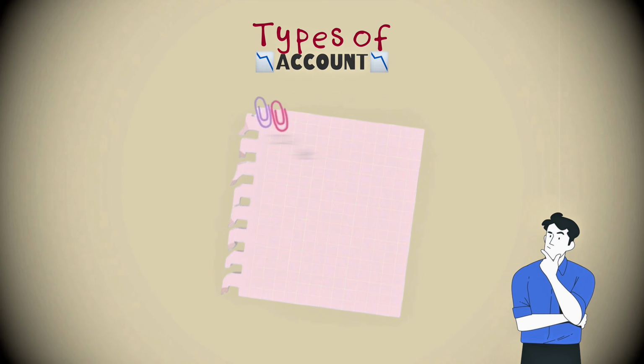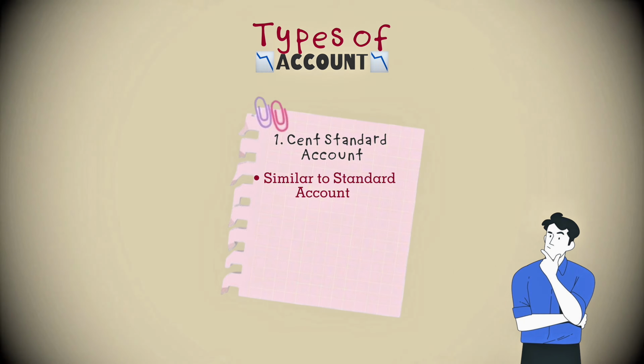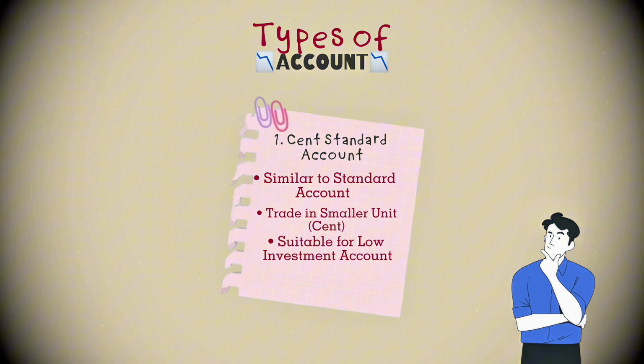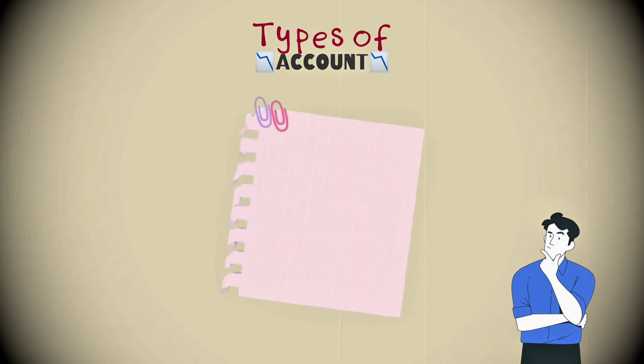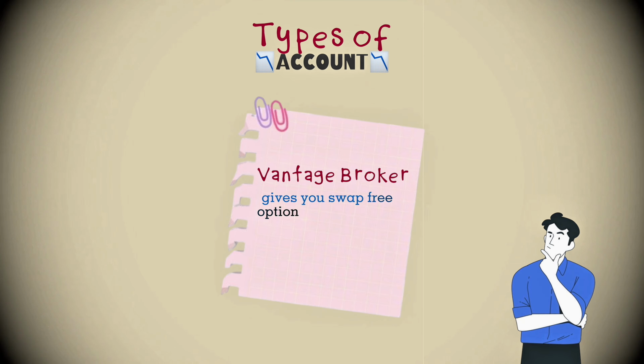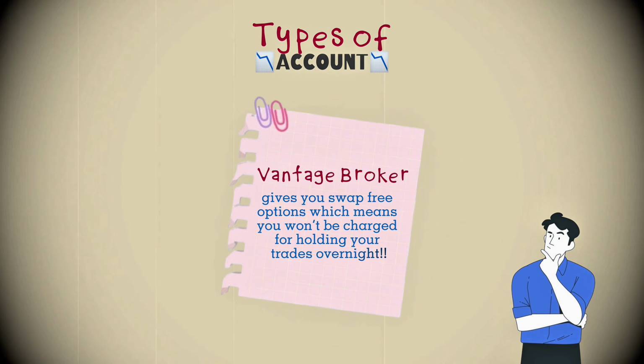Then there's the Cent standard account. It's quite similar to the standard one, but here, your trades are done in smaller units, basically in cents. So if you're someone who wants to start with a lower investment, this is a great option. Also, Vantage gives you a swap-free option, which means you won't be charged anything for holding your trades overnight.